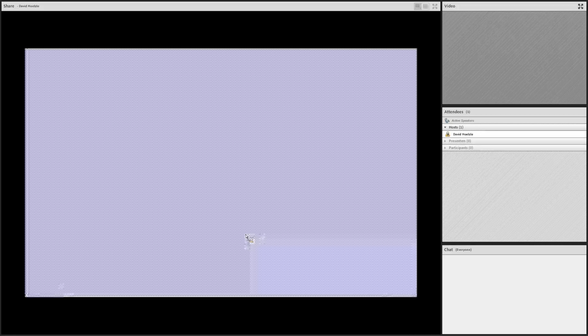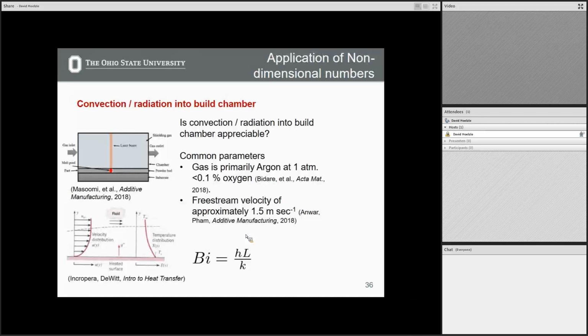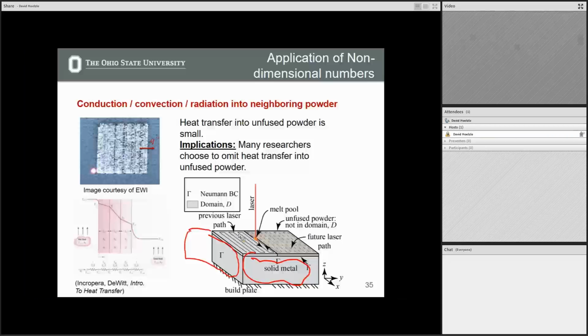Okay. All right. Then the next thing to consider is whether convection and/or radiation into the build chamber is appreciable, right? So we already talked about heat loss into the powder around it. Now we're looking at this top surface here. Do we care about heat being lost to the atmosphere, either by convection or radiation?